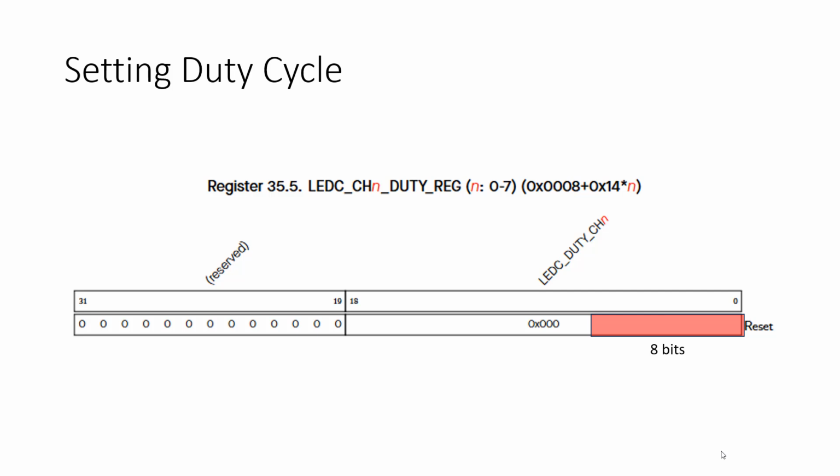Now this one doesn't have anything other than just the duty cycle. This is where you're just putting your sample from your audio file. You're just sticking it in this register. But it's 19 bits. We're only using 8, right? Is it the lower 8? Yeah, it's the lower 8.